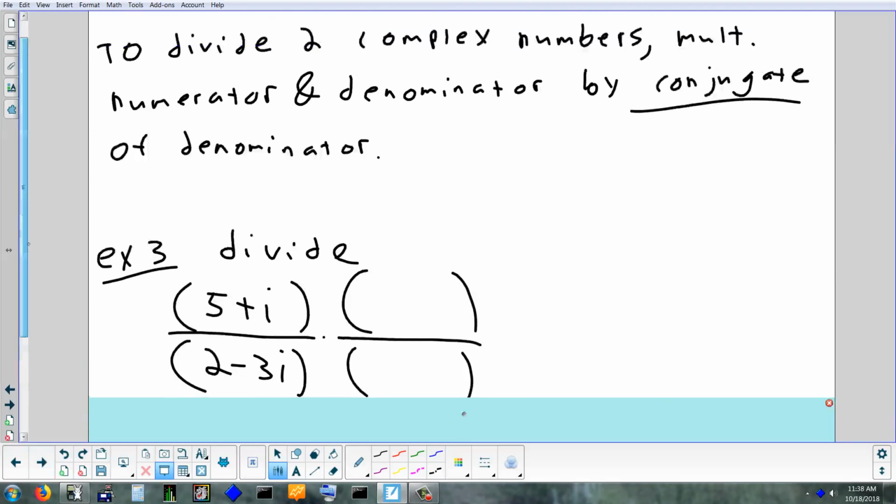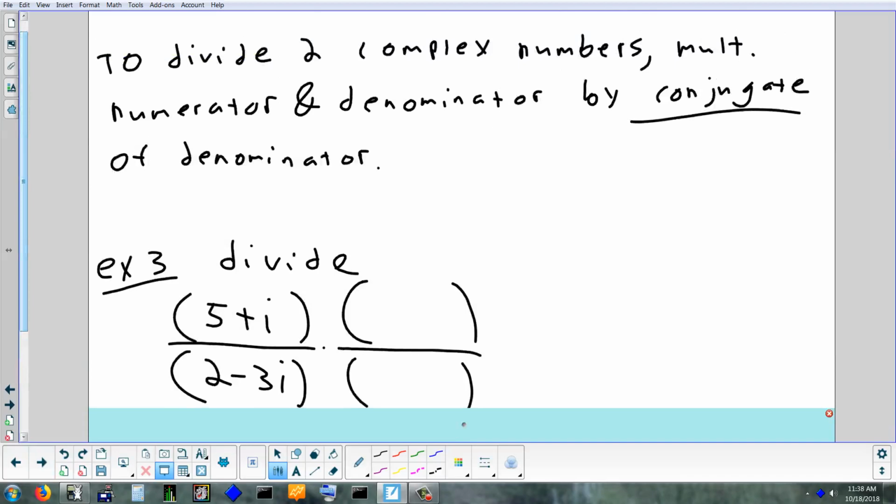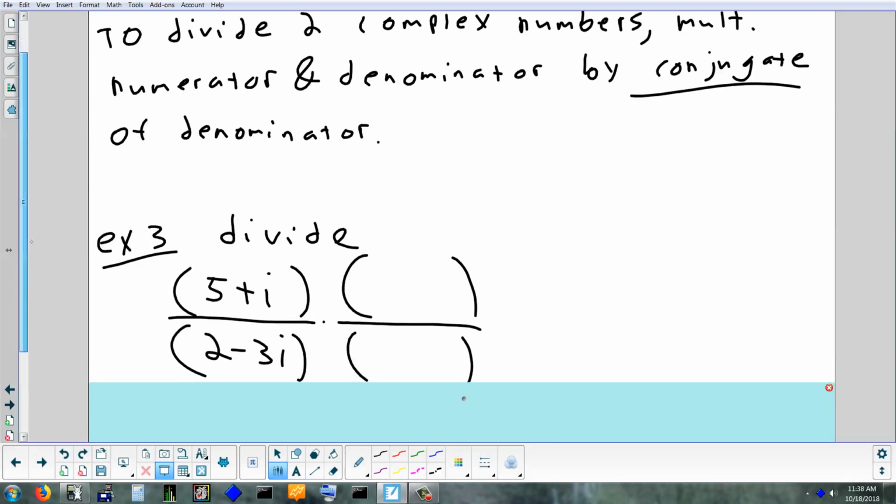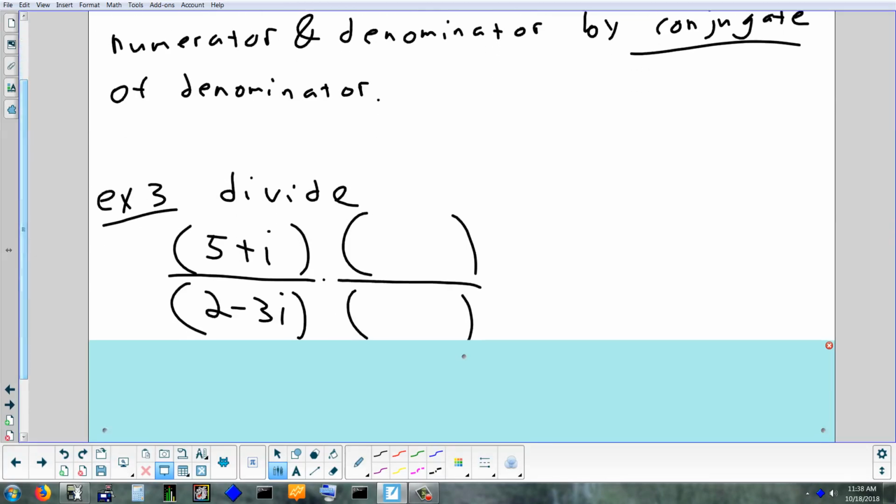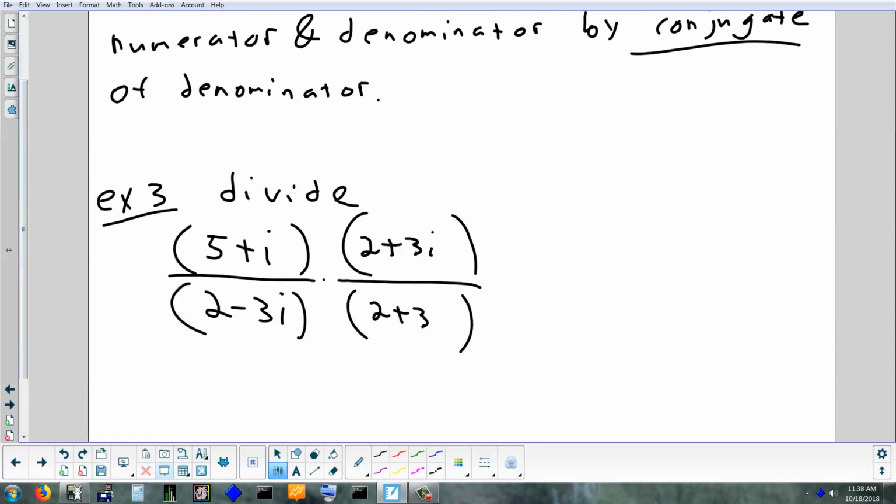So, to divide these, it says multiply the numerator and denominator, so I already set that up, by the conjugate of the denominator. What's the conjugate of the denominator here? Yeah, we'll go Jake. 2 plus 3i. 2 plus 3i. Let's start with the top. Nothing special is going to happen here. We just have to do it all out.